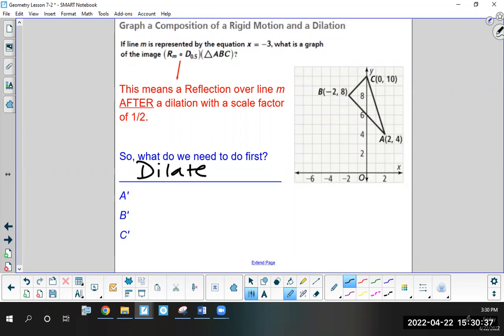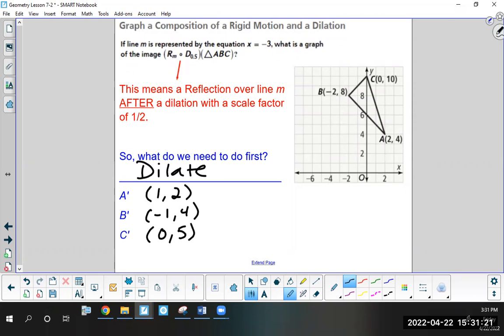Okay, so if we dilate this with a scale factor of 1/2, we can either multiply by 1/2 or 0.5, or we can divide the numbers by 2. So what I'm going to do first is take all of my ordered pairs A, B, and C, and we're going to divide all those numbers by 2. So go ahead and pause the video if you would like. Divide all your numbers by 2 and tell me what A prime, B prime, and C prime are. Okay, I'm going to go ahead and fill these in. Okay, so that's what I got.